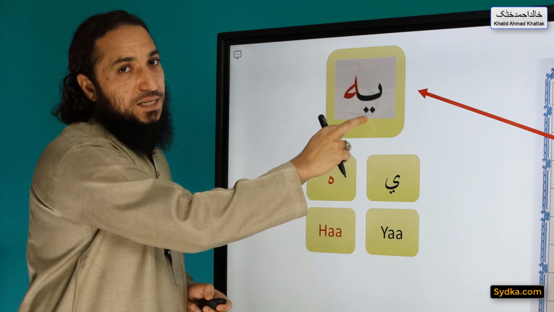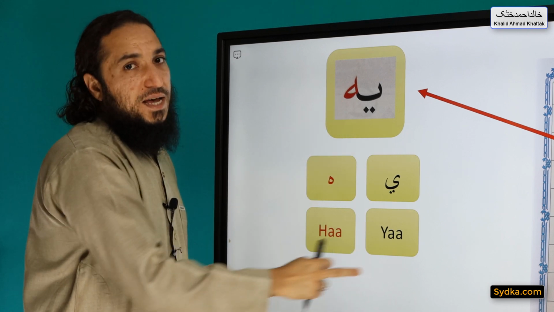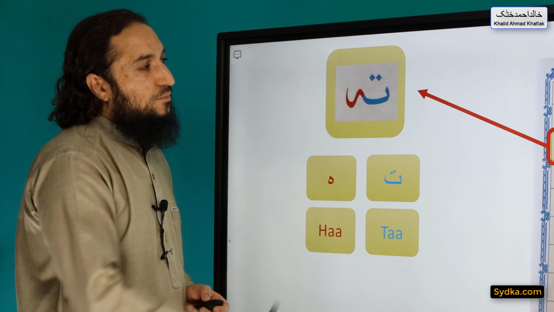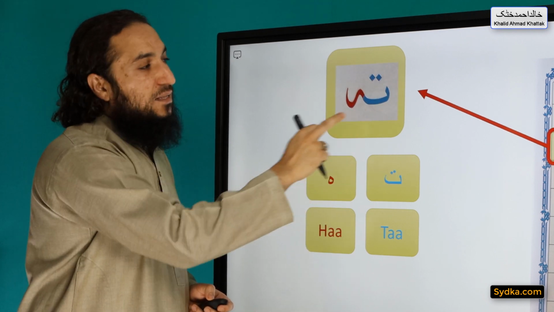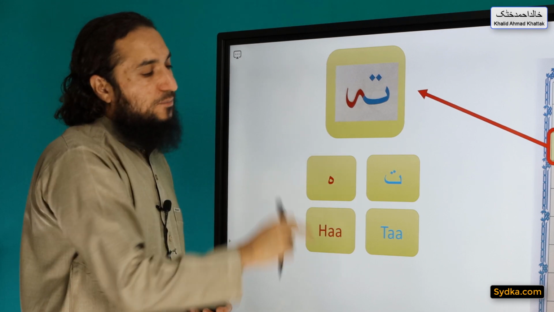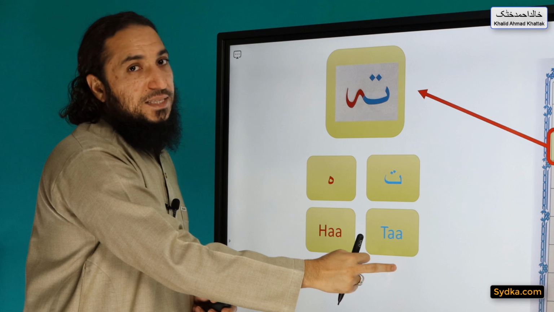The first one is ya, and the second one is ha. Ya, ha. The first letter is ta. The second one is ha. That's another way of writing ha. So can you see? That's another way of writing ha. Ta, ha.